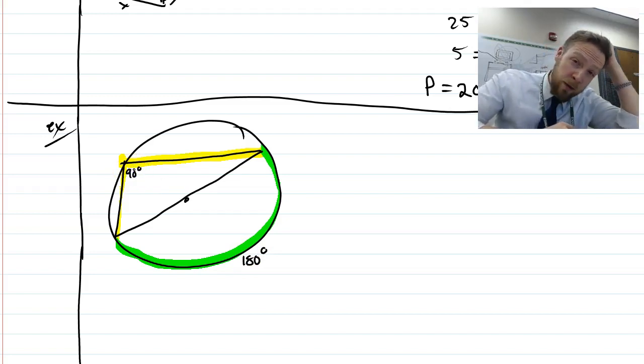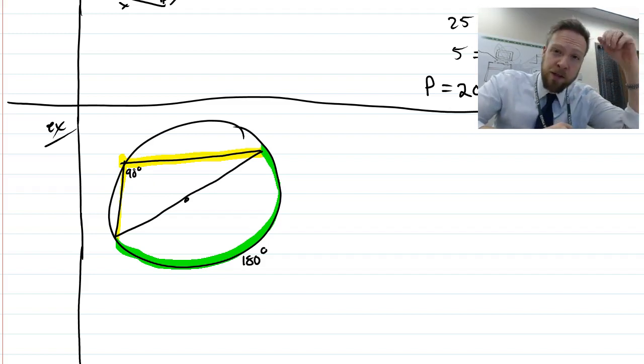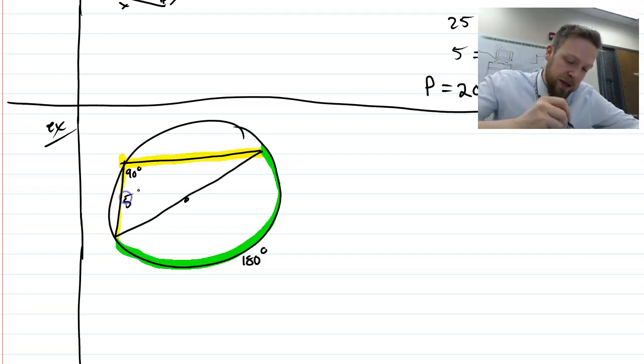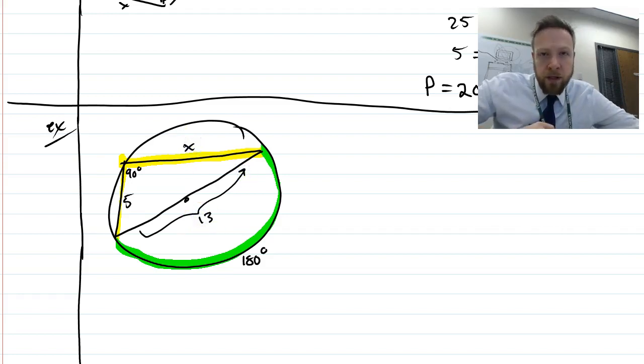So they wouldn't tell you all this, but when you see that kind of setup, you should be thinking that that inscribed angle has to be 90 degrees. What they would do then is say, oh, this side is 5, this whole length right here is 13, so they would want to know x. Really, it's a Pythagorean triangle problem hidden in a circle. So just be aware of that.